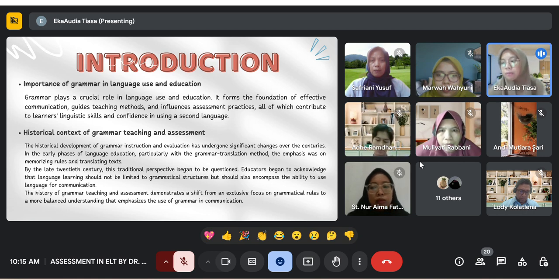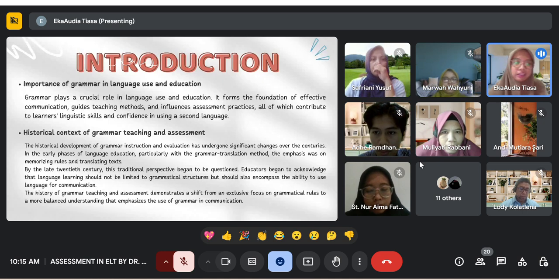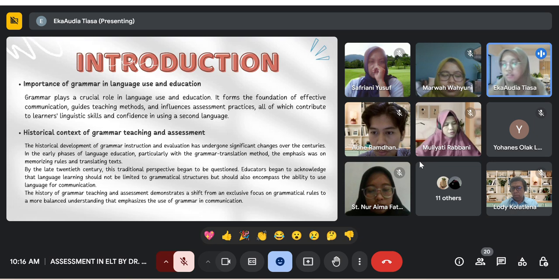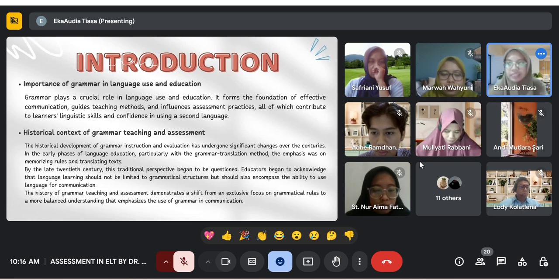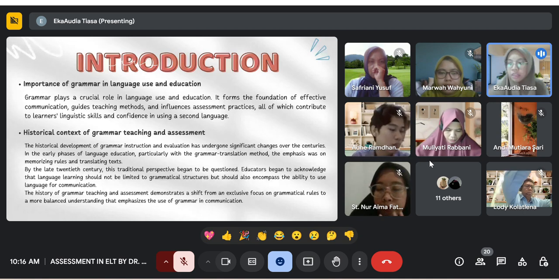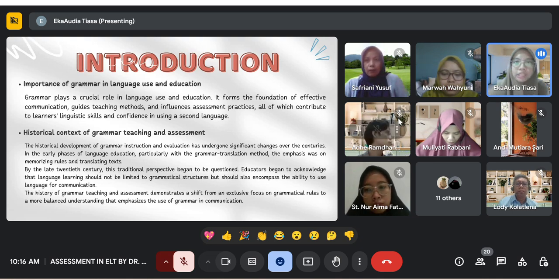This approach dominated language teaching for a long period, reinforcing the notion that proficiency in a language means knowing its grammatical rules. Consequently, the assessments were closely aligned with this teaching method, often requiring the students to recall the rules or translate the sentences.